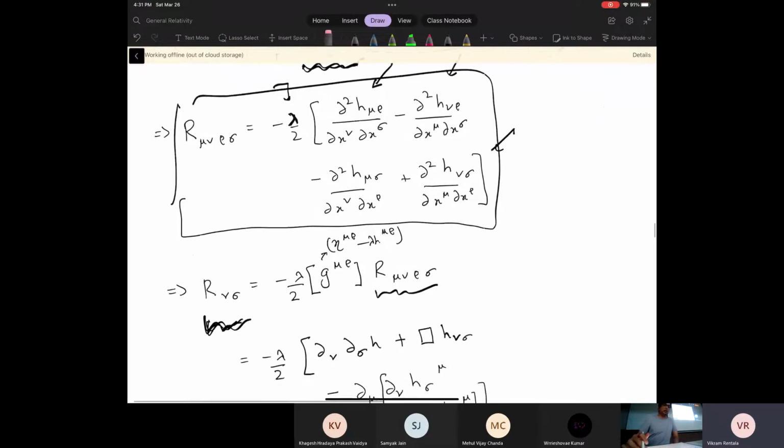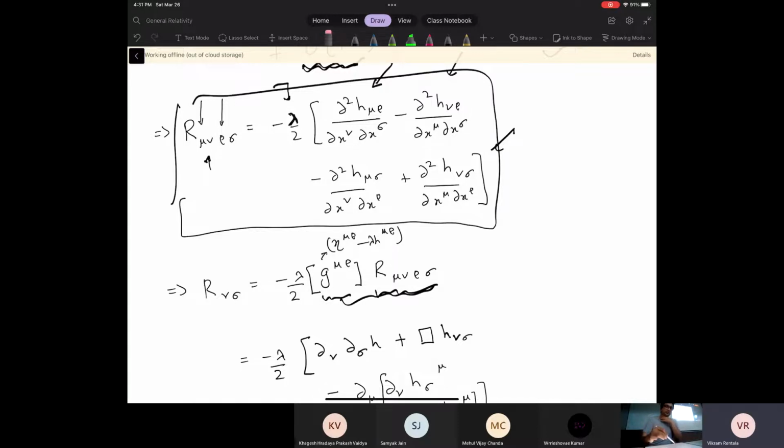Okay, so now we want the Ricci tensor. The Ricci tensor, remember, in our convention, we contract the first index and the third index of the Riemann tensor. So we multiply by g^{μρ}. We multiply this by g^{μρ} R_{μνρσ}, and then we sum over μ and ρ.